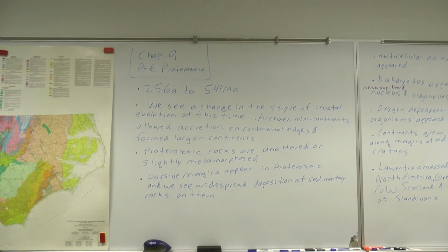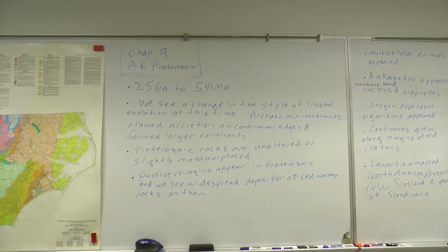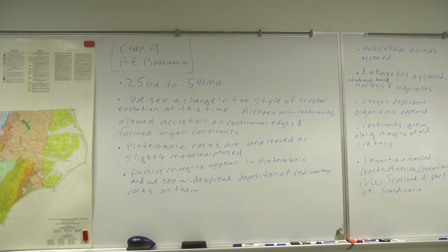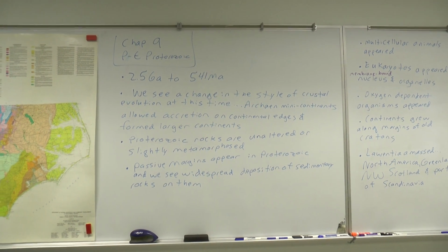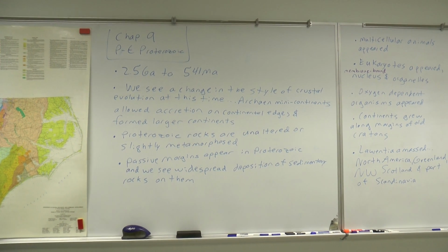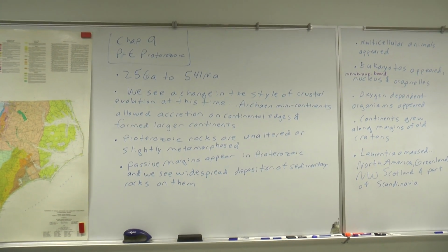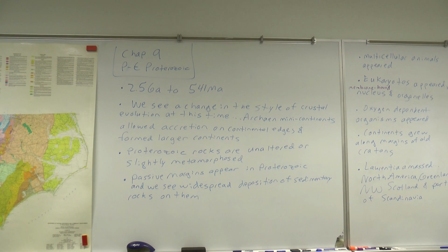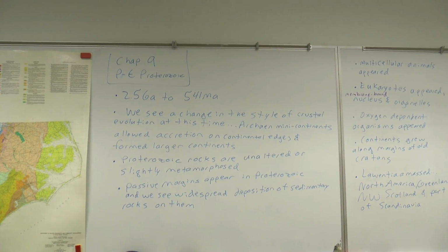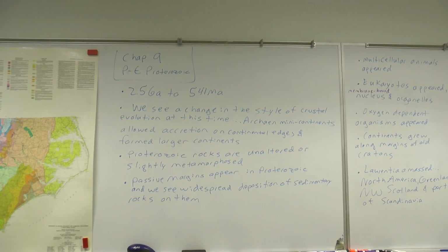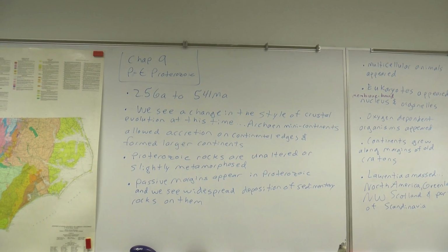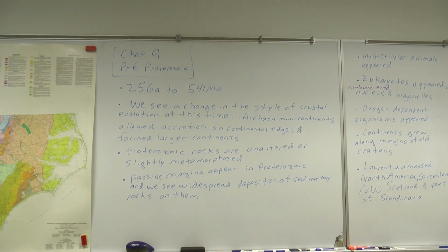So Chapter 9, we are still in the Precambrian, but we're in the second half of the Precambrian, known as the Proterozoic. If you remember from Chapter 8, that was the early part of the Precambrian, called the Archean, and that went from 4.57 billion years ago, beginning of our Earth and solar system, until 2.5 billion years ago. So Chapter 9 then is the second half of the Precambrian, known as Proterozoic, and this goes from 2.5 billion to 541 million years ago.